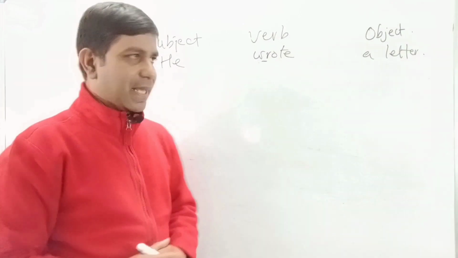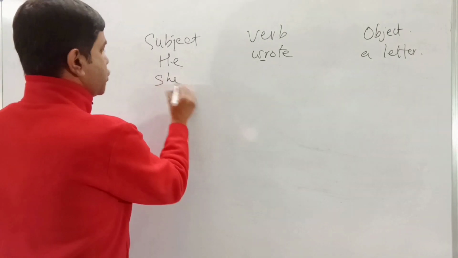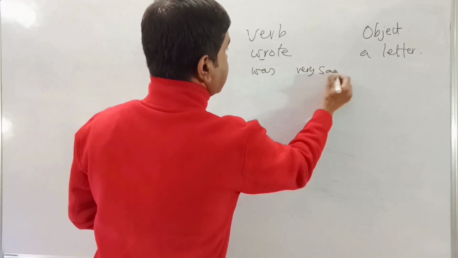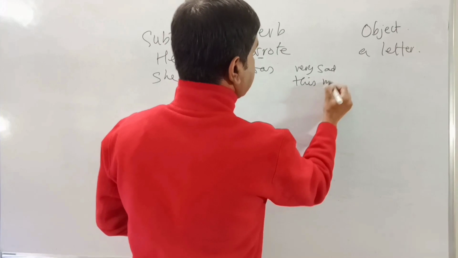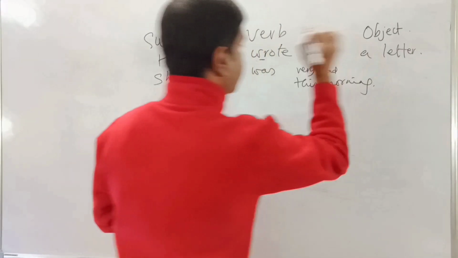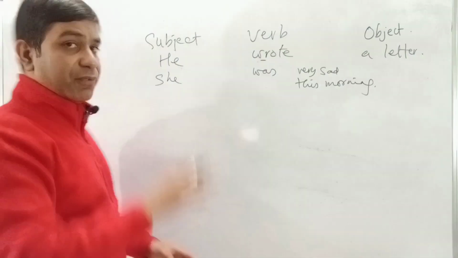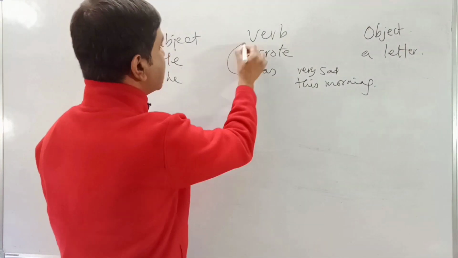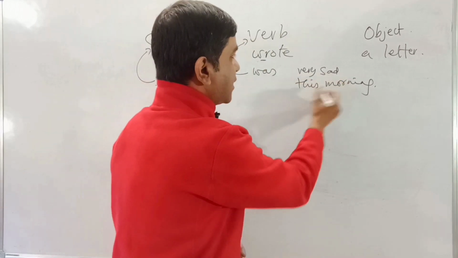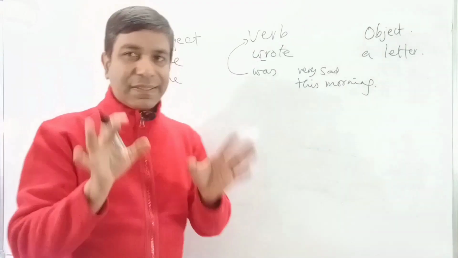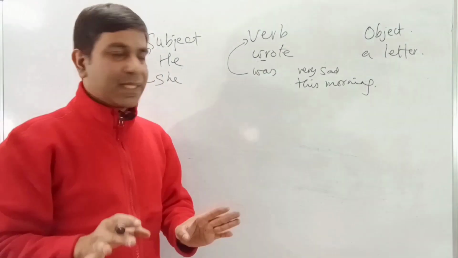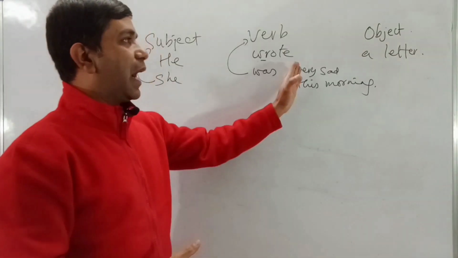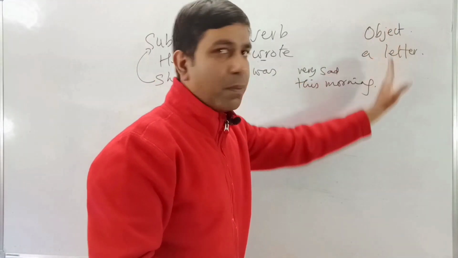Let's take another example. Let's say she was very sad this morning. Okay, now look at this sentence. If you look at this sentence, subject is she and was is the verb, and very sad this morning is not the object. In this sentence, there is no object. So this is some other word. It is not the object of the sentence. So I did not write towards the object column.